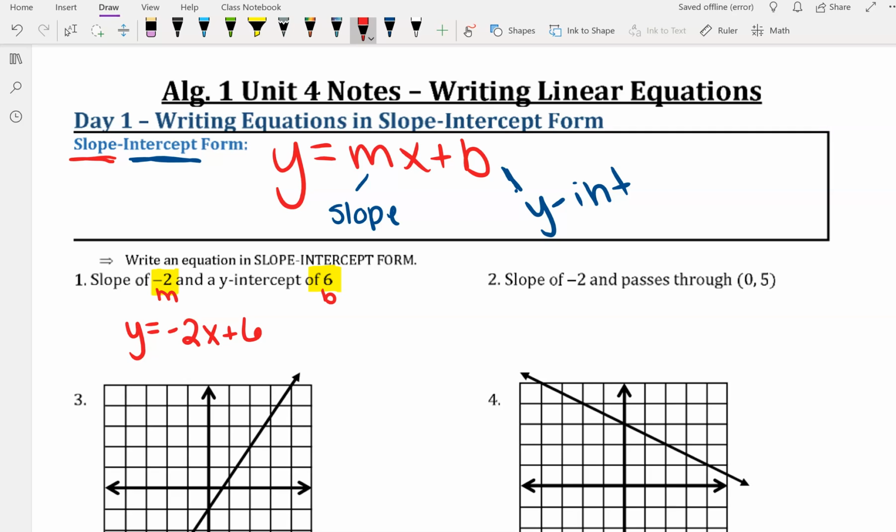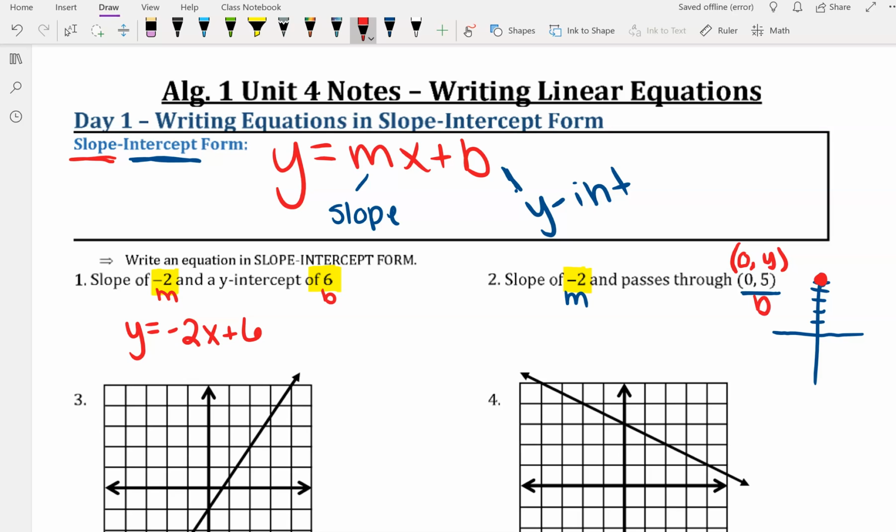All right. The next one is the same idea. They gave us the slope. So that's our m. Now they didn't tell us that this was the y-intercept, but if you graph the point 0, 5, that's this point right here. That's the y-intercept. Remember, 0, comma any number, 0, comma y, is going to be your y-intercept.